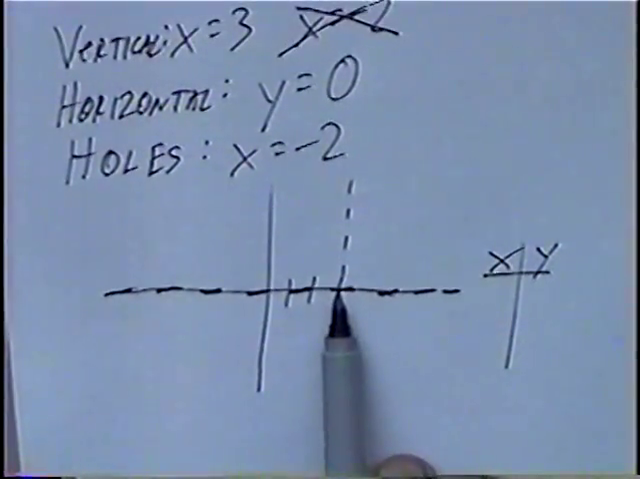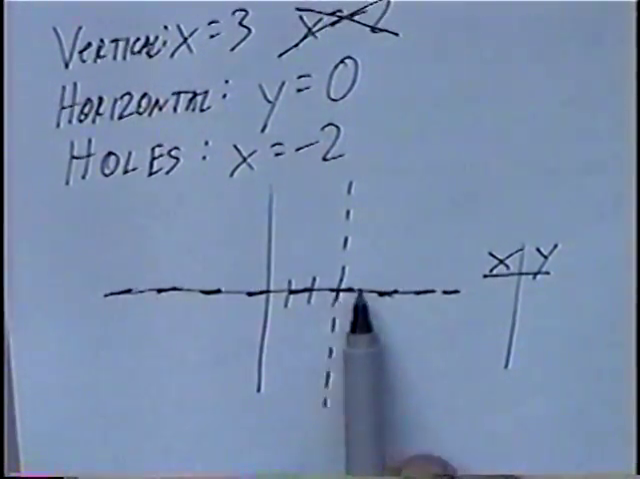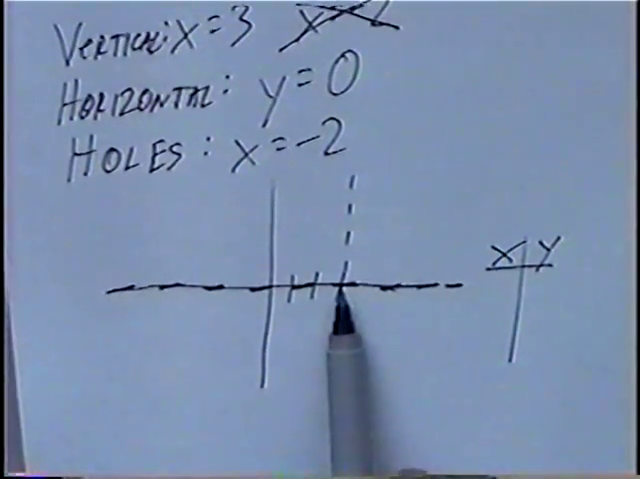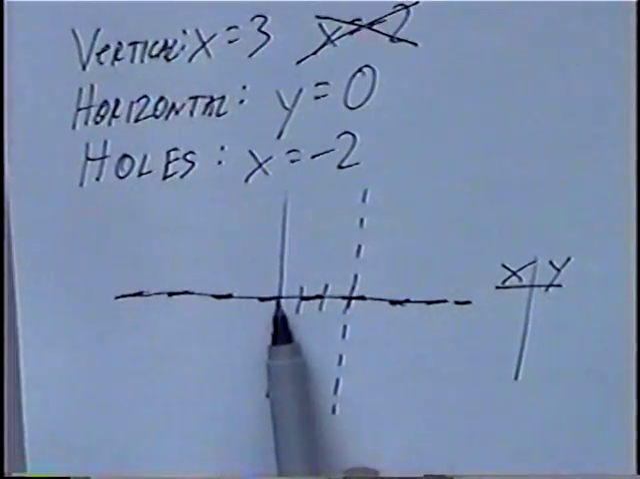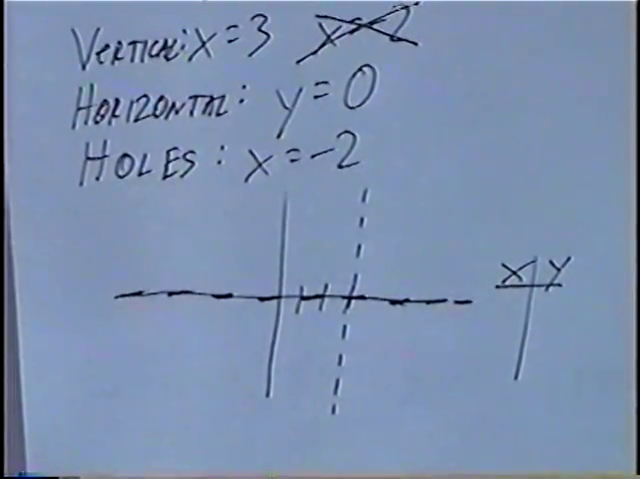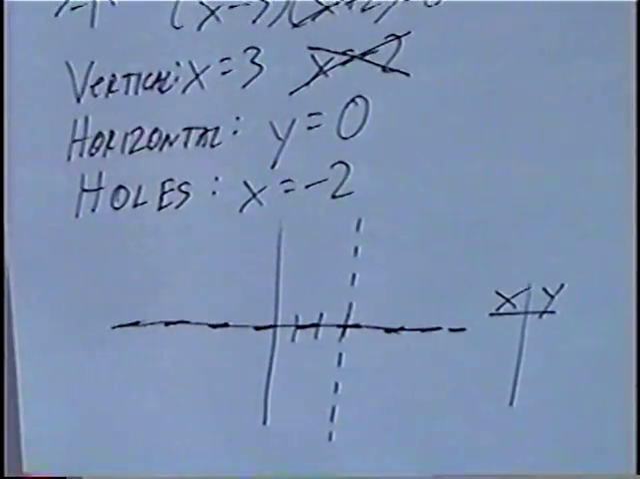Picking numbers, we can pick one number to the left of the vertical asymptote and one number to the right. We can pick any number to the left, for example, we could pick 2, 1, 0, or any negative numbers. The easiest number to pick would be 0, since 0 is easy to add, subtract, and multiply by.